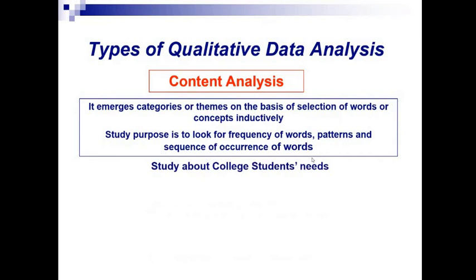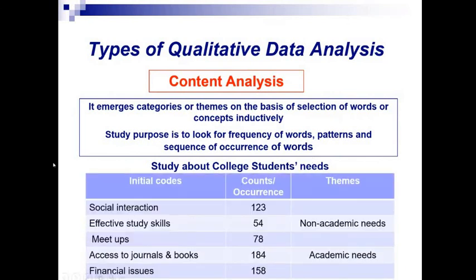So let's take this example. For example, our study is about college students' needs. We want to find out the needs of our college students. From this type of study, we were able to gather initial codes, and the codes that we gather from the responses coming from our participants, who happen to be college students, are the following. We have social interaction, effective study skills, meetups, access to journals and books, and financial issues.